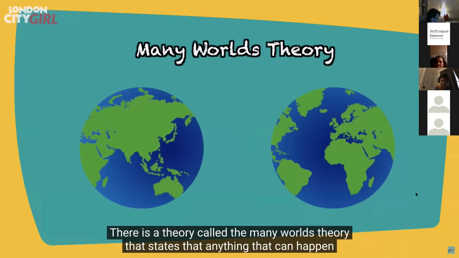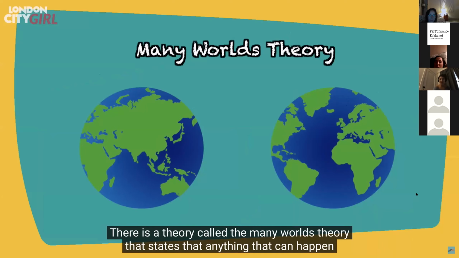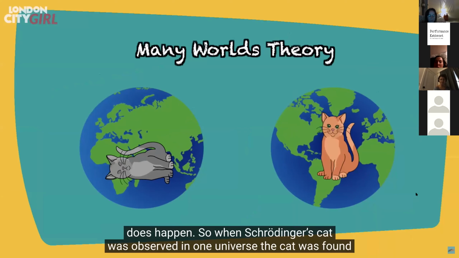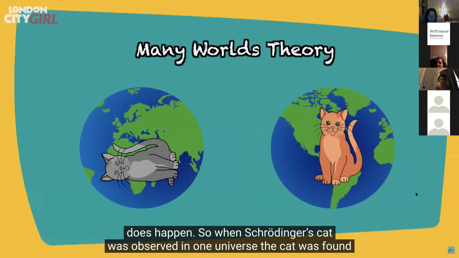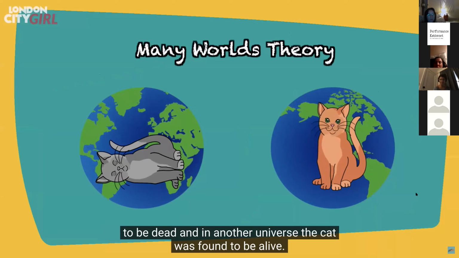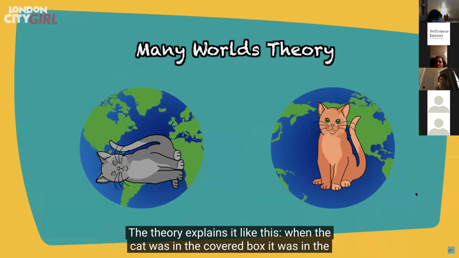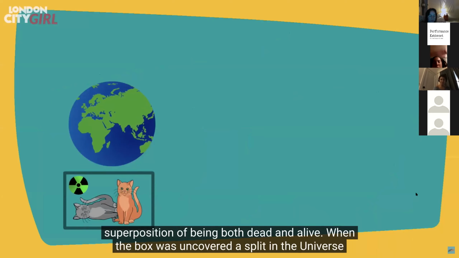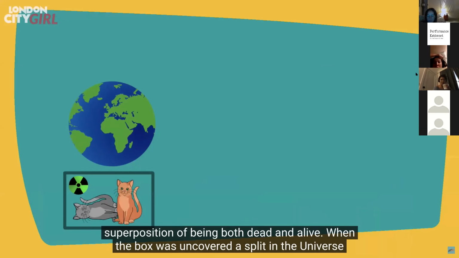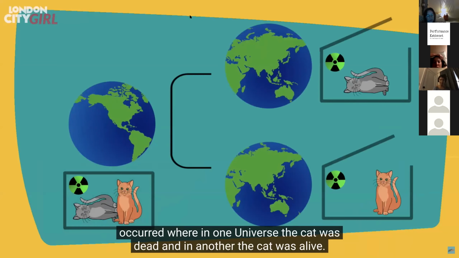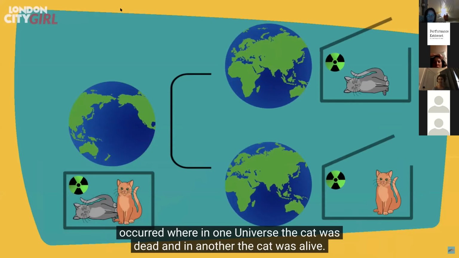There is a theory called the many worlds theory that states that anything that can happen does happen. So when Schrödinger's cat was observed, in one universe, the cat was found to be dead, and in another universe, the cat was found to be alive. The theory explains it like this. When the cat was in the covered box, it was in the superposition of being both dead and alive. When the box was uncovered, a split in the universe occurred, where in one universe the cat was dead and in another the cat was alive.